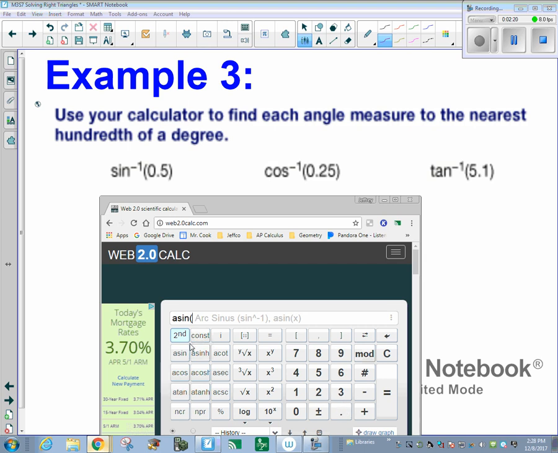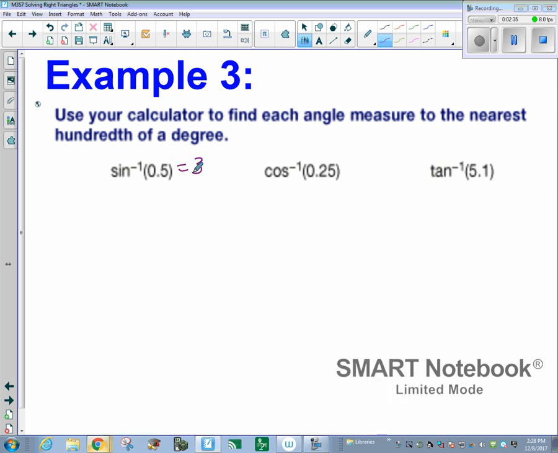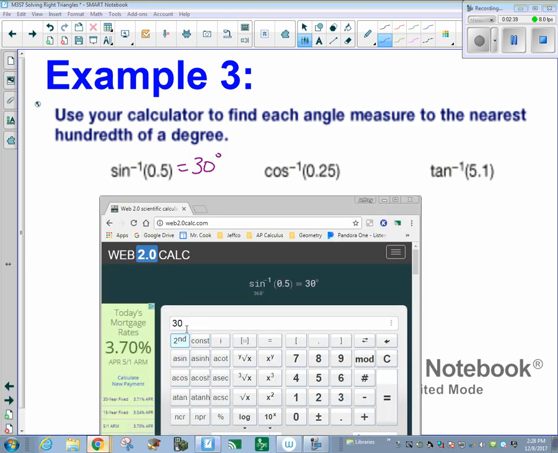Let's clear this out here. I'm going to hit second and sine, that is my arcsine, and then I'm going to put in 0.5. When I hit enter, that would be 30 degrees, and that's what we're looking for. You have to make sure we're in degree mode. I made sure of that before, and that was just a matter of changing the function.